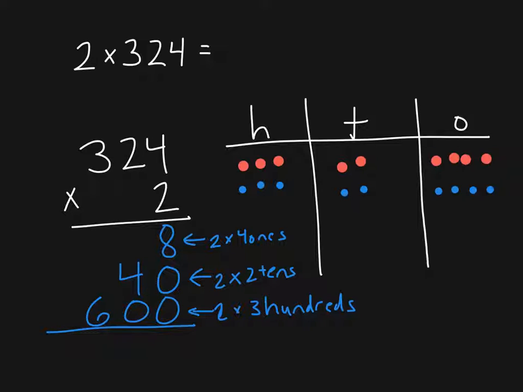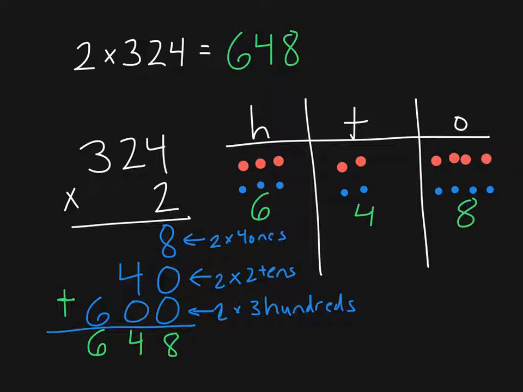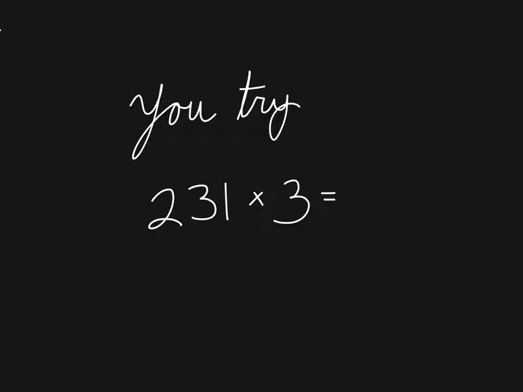Now when I add these all up, and when I look over here at my place value chart, I can see that I have 6 hundreds, 4 tens, and 8 ones. And if I add up my columns here, I'm going to start with my ones. I have 8 ones, 4 tens, 6 hundreds to get my final answer of 648. Now it's time for you to try 231 times 3, or 3 equal groups of 231.